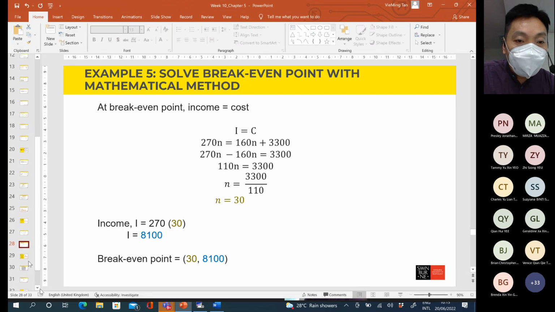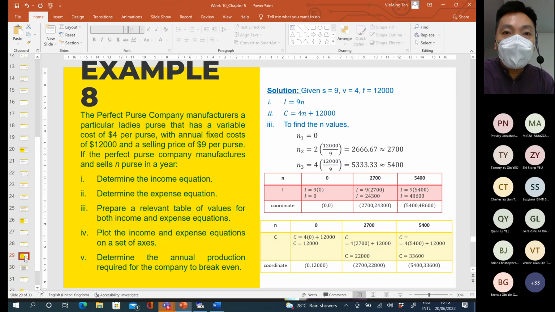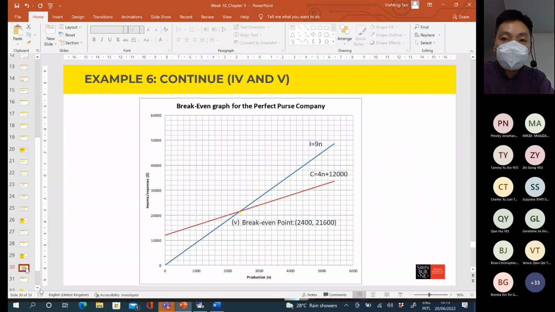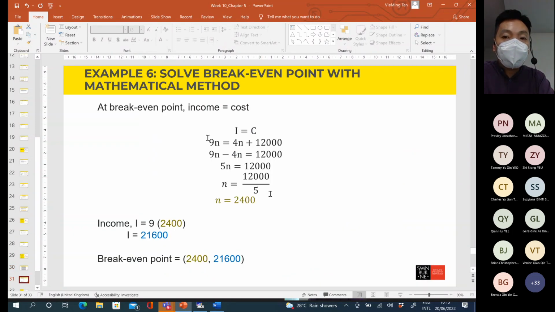Any more examples? Let me see. So example 8 is about the same as example 7. You can just go through it by yourself. This one is using the mathematical method. This one is using the graph method in order to solve the problem for the break-even level of production. Or you can also use the mathematical method to identify the break-even point.